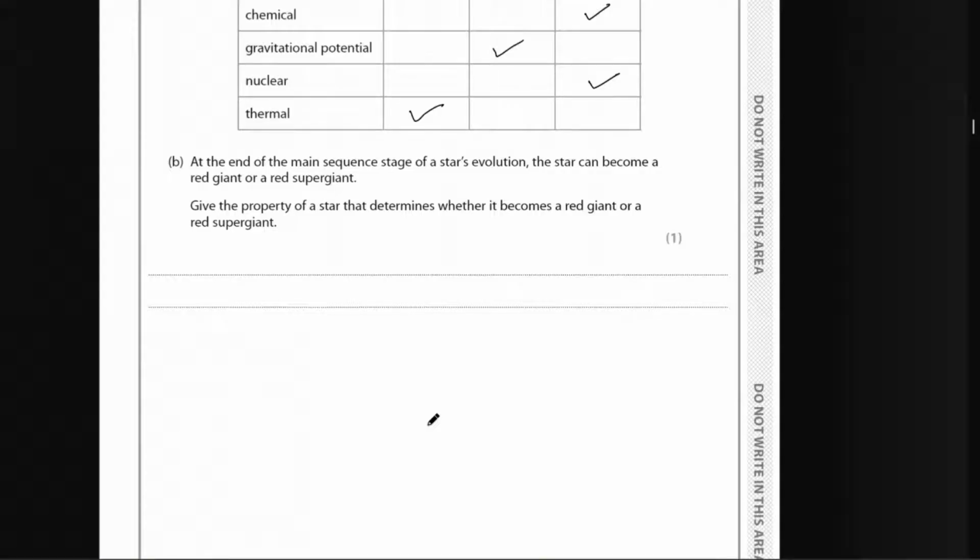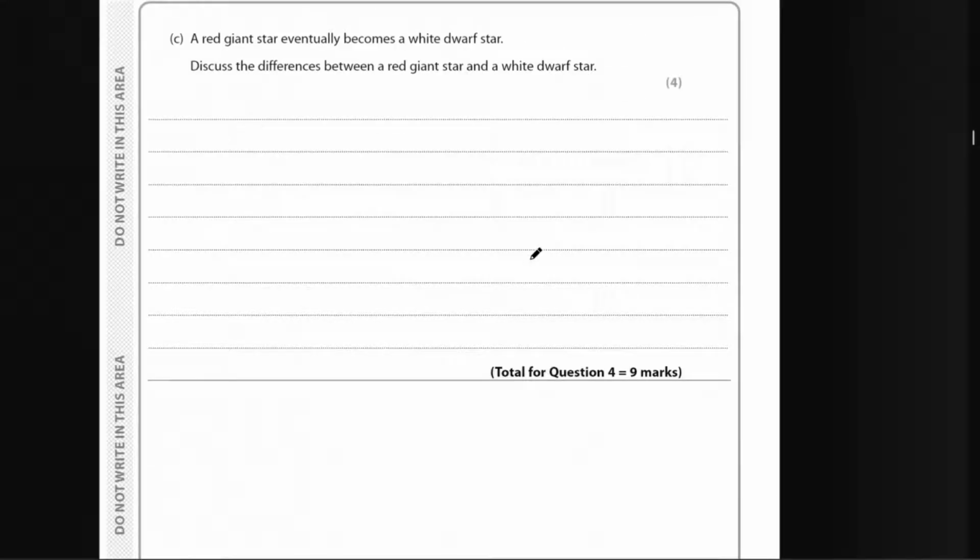So the thing that determines whether a main sequence star becomes a red giant or a red supergiant is its mass. So it depends on the mass of the star. Question number C. A red giant star eventually becomes a white dwarf star. Discuss the differences between a red giant star and a white dwarf star.